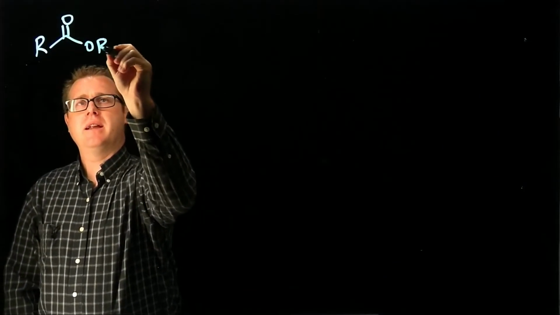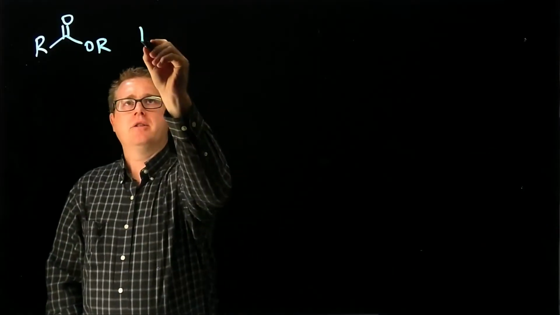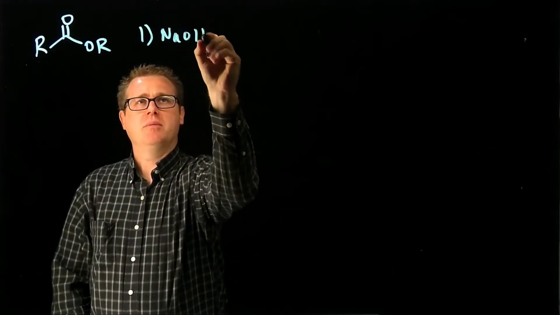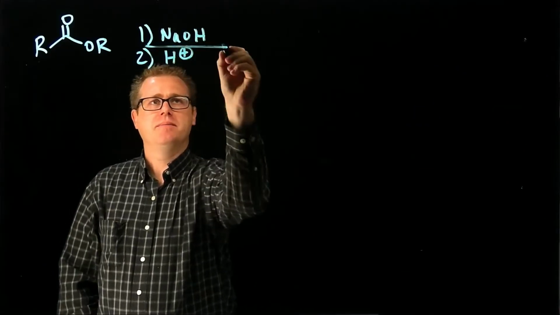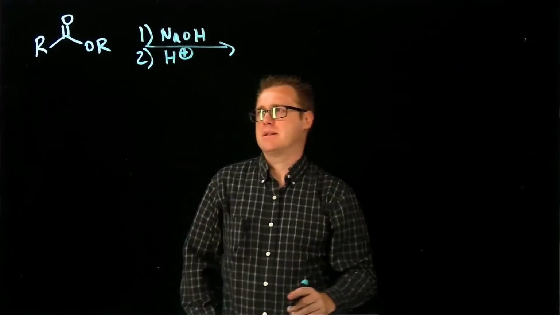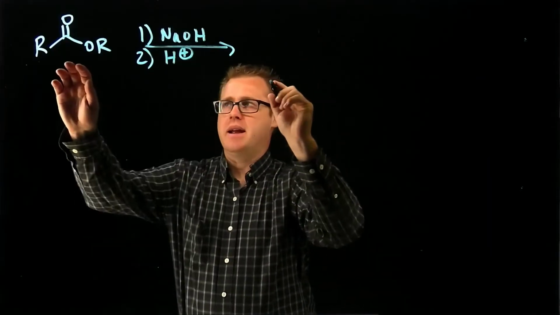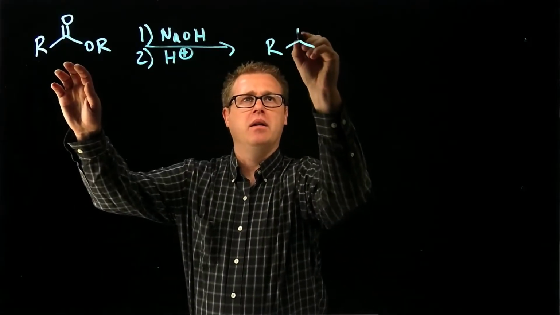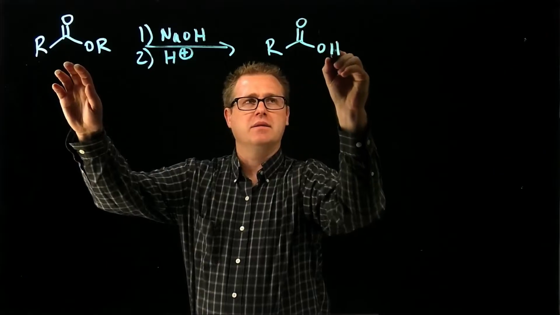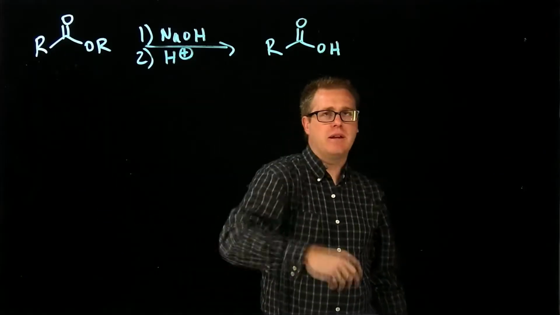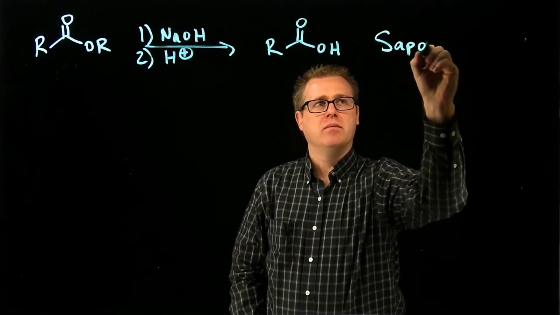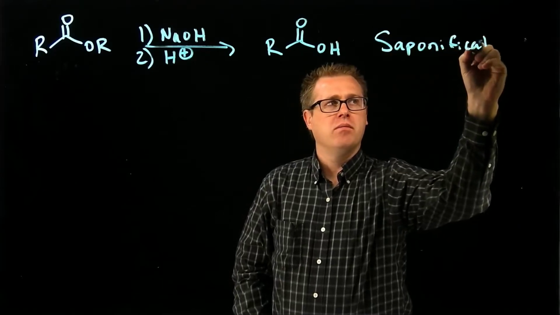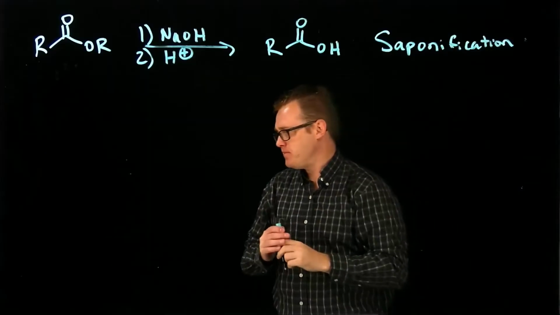So what if I have an ester and I treat it with sodium hydroxide and then do an acidic workup? What's that going to give us? That's going to take us from an ester to a carboxylic acid, right? And that reaction right there is called the saponification. Remember that one?